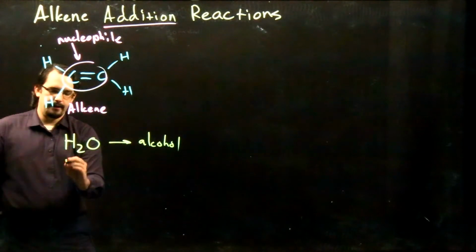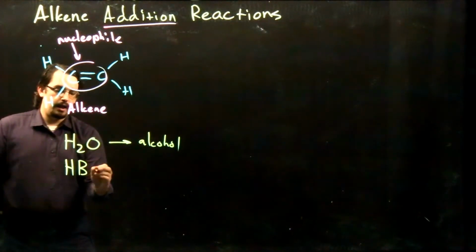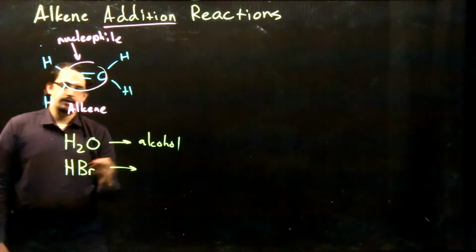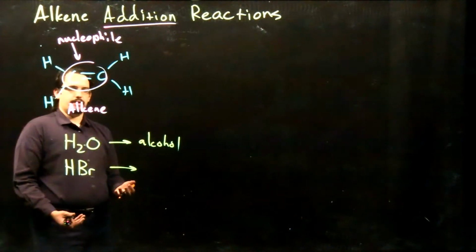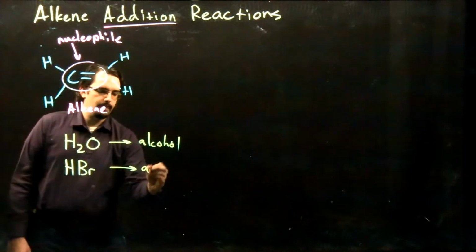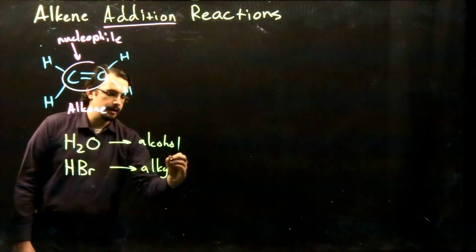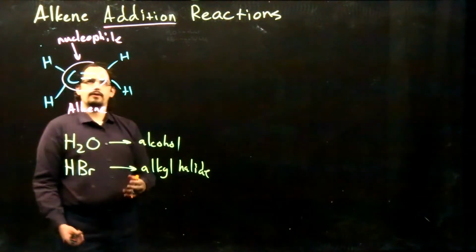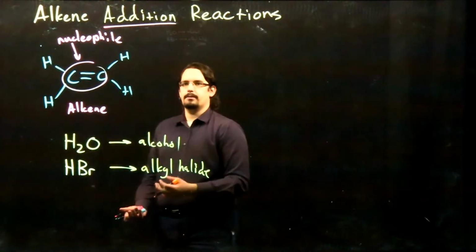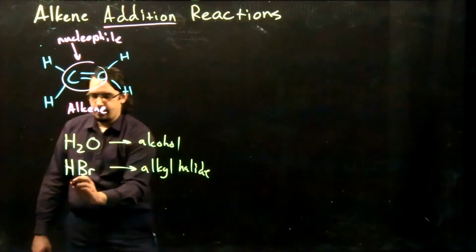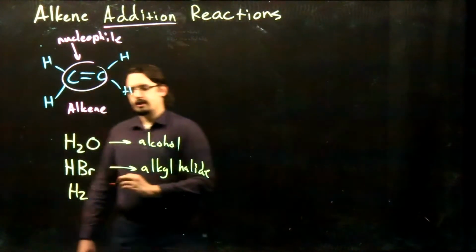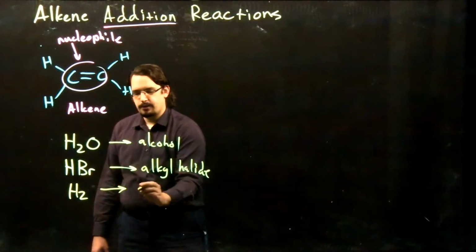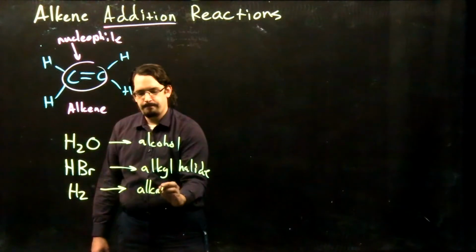If we add a hydrogen halide, HBr, or we could add HCl, we're essentially reversing our elimination reaction from an alkyl halide, and we are then producing our alkyl halide. We can also add other groups to our alkene double bond as well. So we can add hydrogen, this would be a hydrogenation reaction, and this would actually produce an alkane.